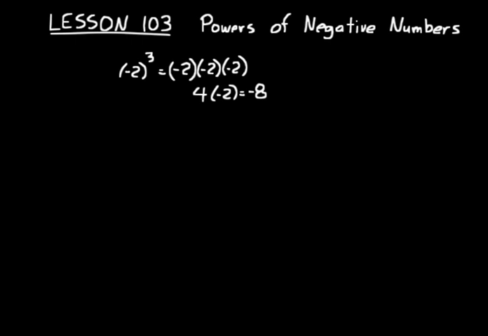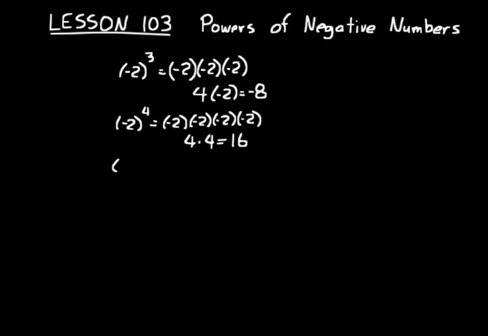Now watch when we do negative 2 to the fourth. That'll be four negative 2's in a row. Just multiply these in pairs. Negative 2 times negative 2 is 4, times the other negative 2 times negative 2, which is also 4, equals a positive 16.